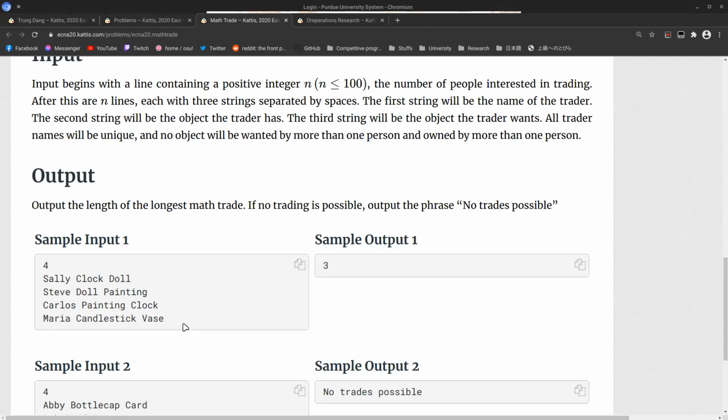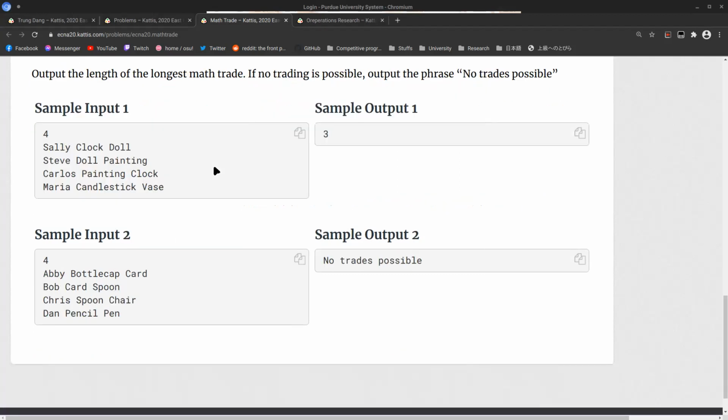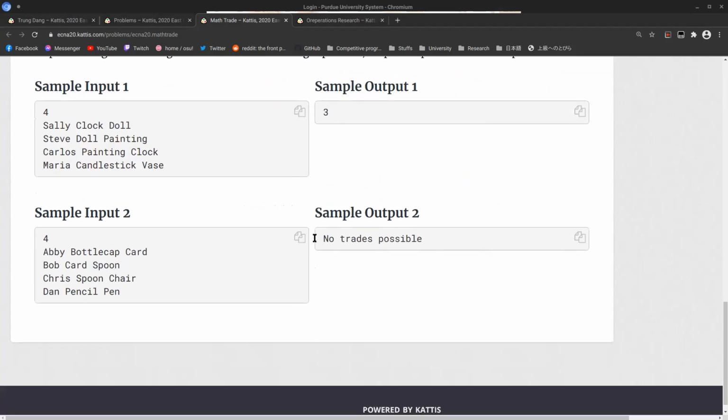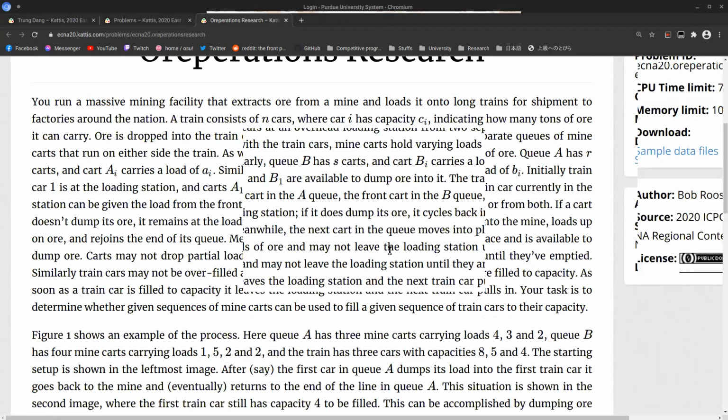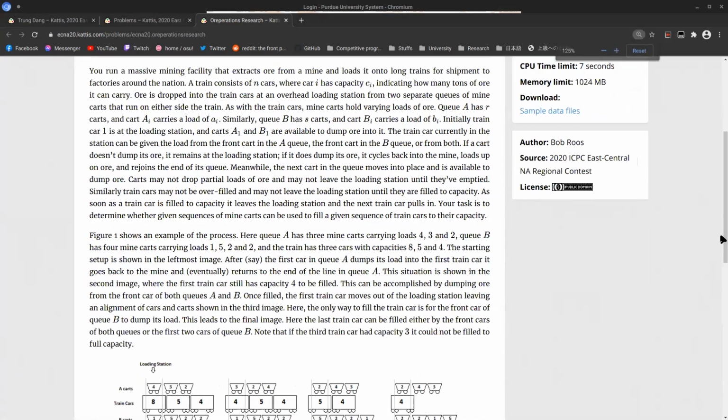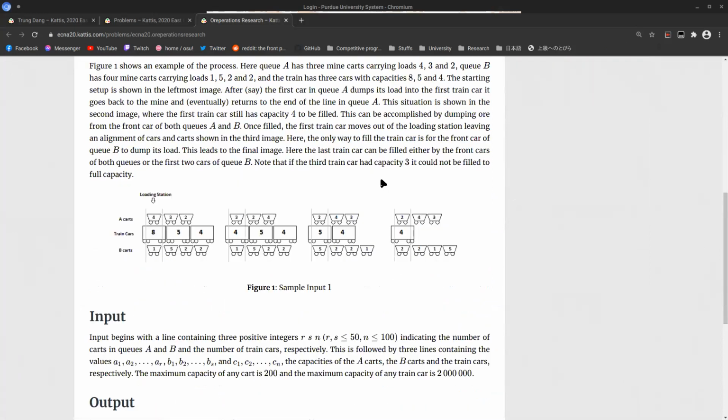Very cool. As always, there's some weird output where you could just output 0, but they decided to go fancy and say that no trace is possible. But yeah, ECNA always demands a particular output format. Okay, all right. So I think this is the most interesting problem that I've solved.